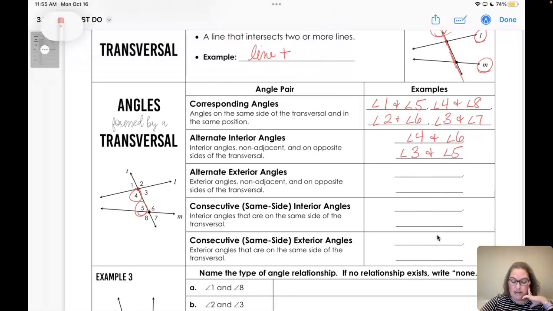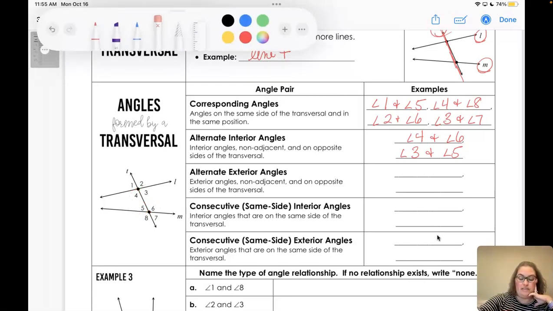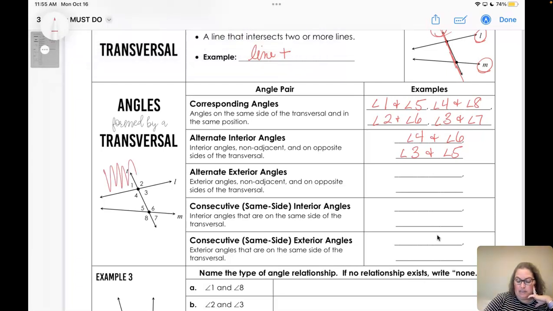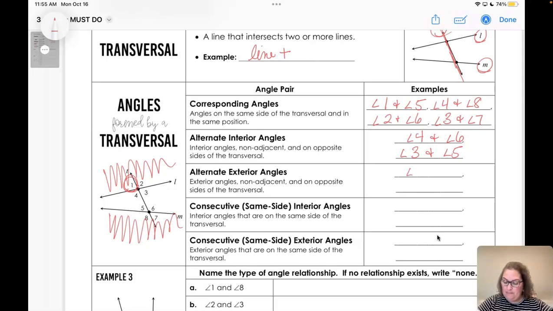So next we've got alternate exterior. So exterior is the part that's not interior. So it's going to be stuff out here. Instead of between the parallel lines, now we've got it on the outside. These are not parallel lines. Instead of between the two lines, then we have it on the outside. So alternate exterior. Here you have angle 1 and angle 7. And then my other set would be angle 2 and 8.